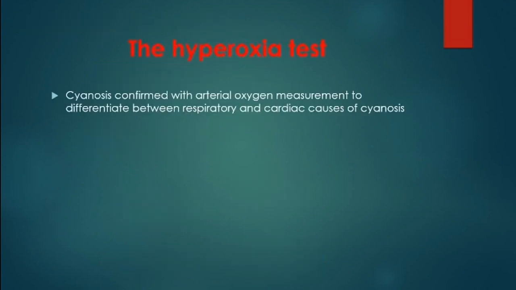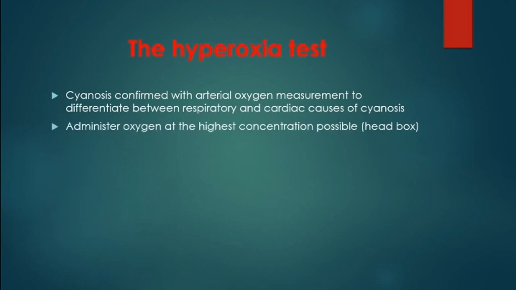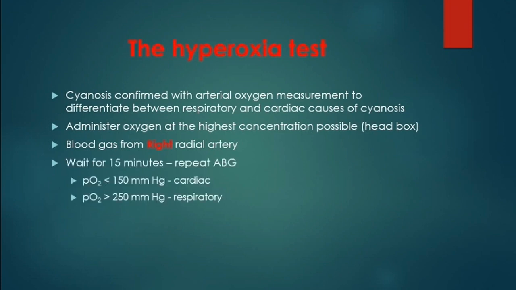What's a hyperoxia test? When cyanosis is confirmed by obtaining an arterial blood gas and the PO2 is less than 60, we can differentiate between the respiratory and cardiac causes of cyanosis by this test. We should administer oxygen at a high concentration, up to 100%, in a head box. Then I'll obtain an arterial blood gas from the right radial artery and wait for 15 minutes to repeat the arterial blood gases. If PO2 improves to more than 250, then it's a respiratory cause. If it's still less than 150, it's a cardiac cause.